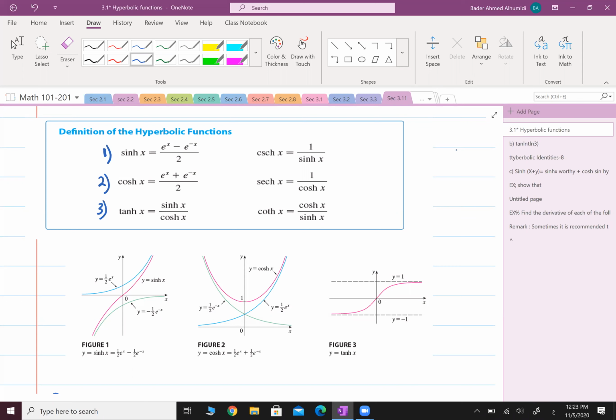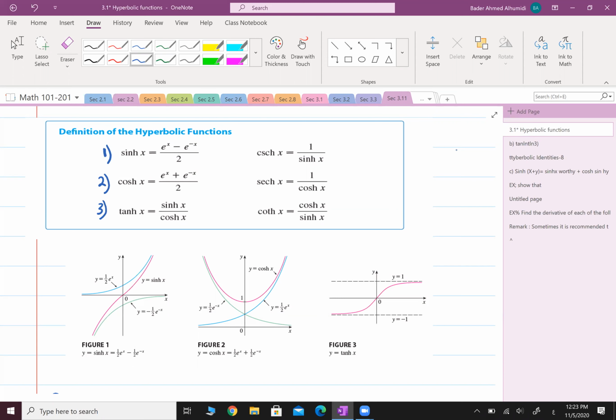Now how do we pronounce these? We say hyperbolic sine, hyperbolic cosine, hyperbolic tangent. Some students and even some teachers pronounce them as sinch, cosh, tanch. It's not correct, but if you say it, everybody will understand what you mean. When I say sinh of x, everybody will understand I mean hyperbolic sine of x. But mathematically, we need to say hyperbolic sine, not sinh. Hyperbolic cosine, not cosh. Hyperbolic tangent, and so on.